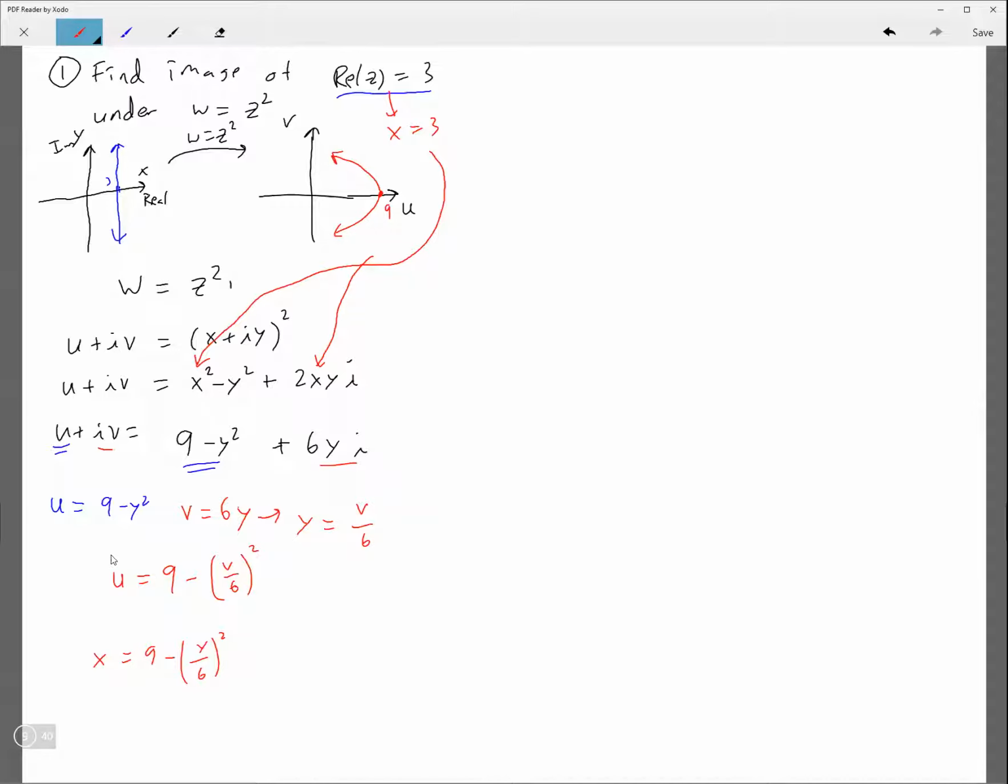Okay, so this is the image right here. This is a perfectly good way to write down what the image is. Right here, u equals 9 minus v over 6 squared. That's a perfectly good way to write down the image. And this is what the graph is going to look like right here. Okay, so that's one way to do this sort of thing.